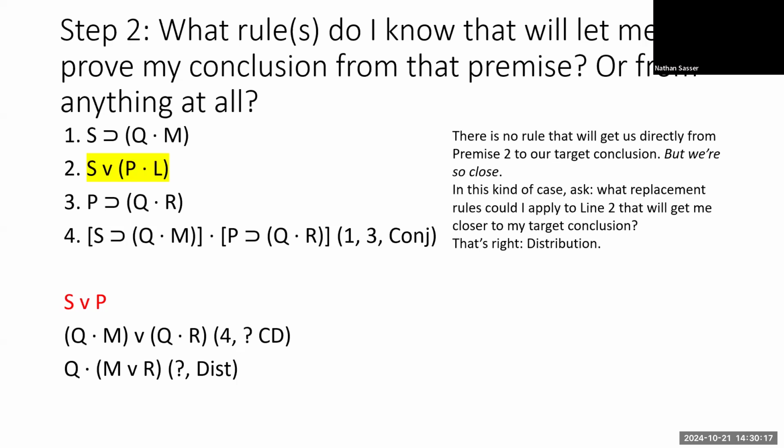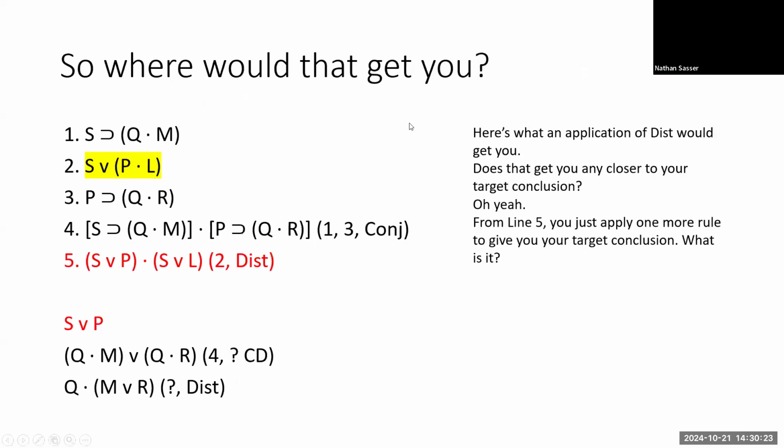All right, so let's just try that out and see what happens, okay? What if we were to apply distribution to premise 2? What would it give us? Here's what it would give us. It gives you S or P and S or L. Now, does that get you closer to your target conclusion, S or P? Heck yes, it does. Well, in fact, you're right there.